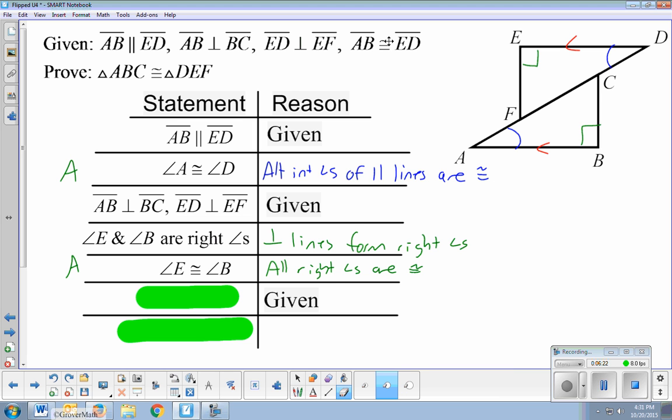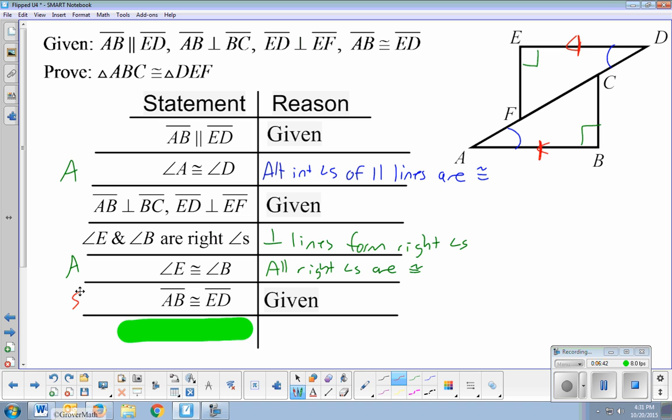Next, we're given AB is congruent to ED. What do you know about AB and ED? They are corresponding sides of the triangles. So that's just a gift right there. That's a side congruence. You don't need to do anything with it.